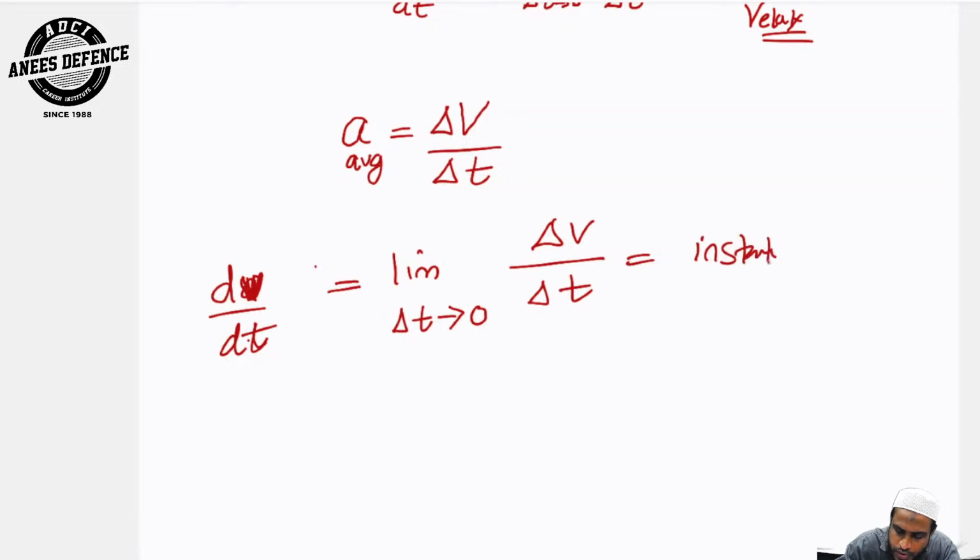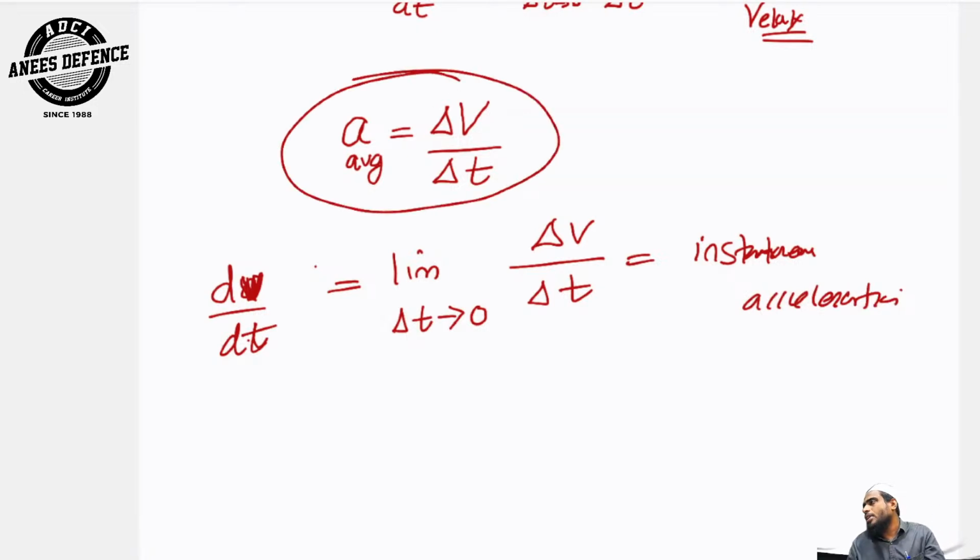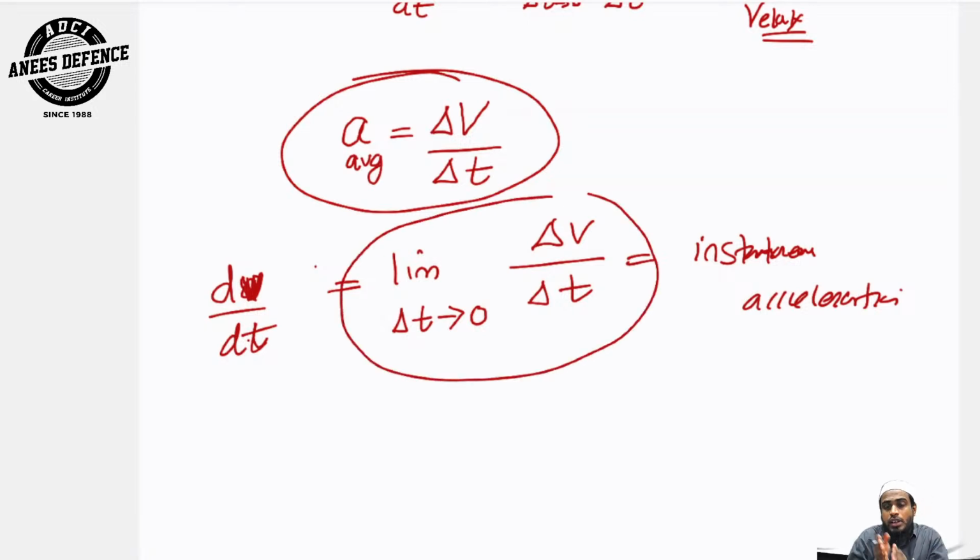Instantaneous acceleration. This is average acceleration, delta v by delta t. When I am taking the limiting case, limit delta t tending to 0 of delta v by delta t, I can call it dv by dt. What is dv by dt? Here dv is a very small change in velocity and dt is a very small change in time.